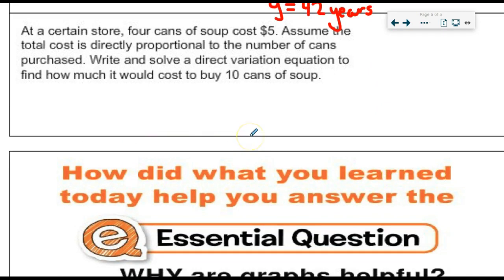I'll read it to you. At a certain store, 4 cans of soup cost $5. Assume the total cost is directly proportional to the number of cans purchased. So in other words, total cost Y varies directly by the number of cans X. I'll help you with that part. Write and solve a direct variation equation first, and then find out how much it would cost to buy 10 cans of soup. Pause the video now and try it on your own. Come back if you need help or when you are done.